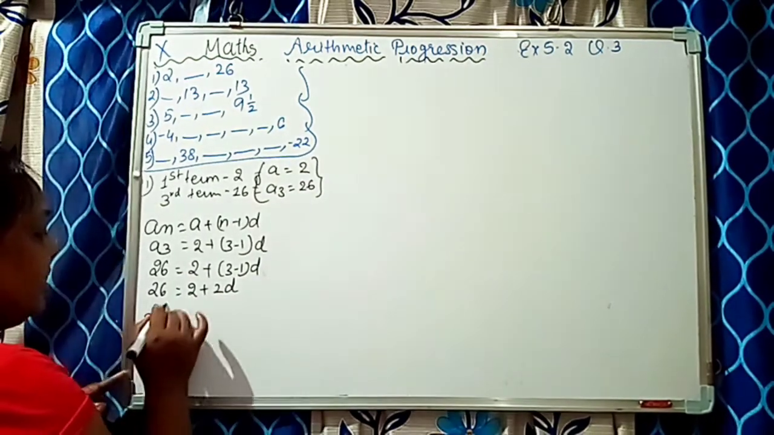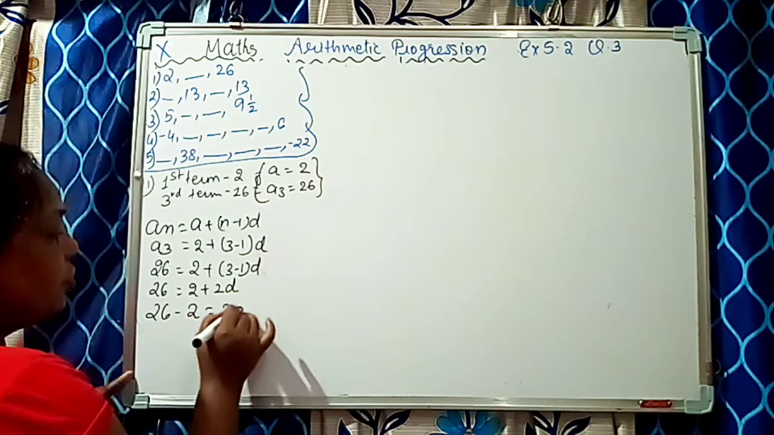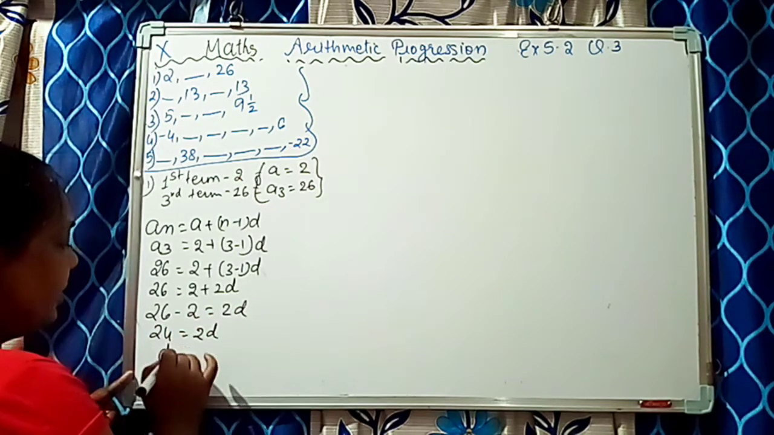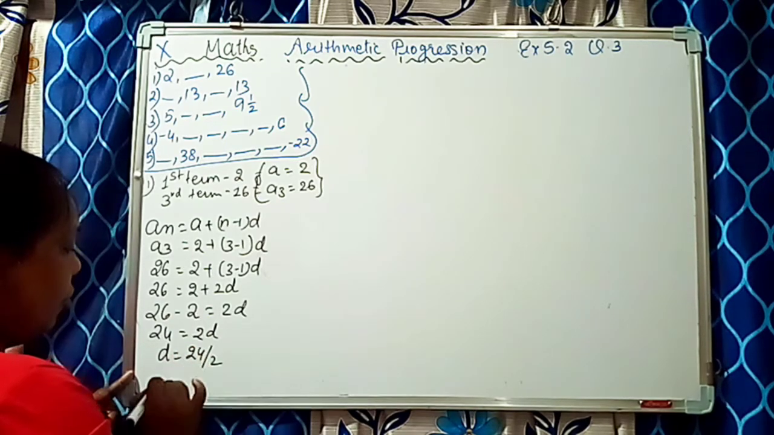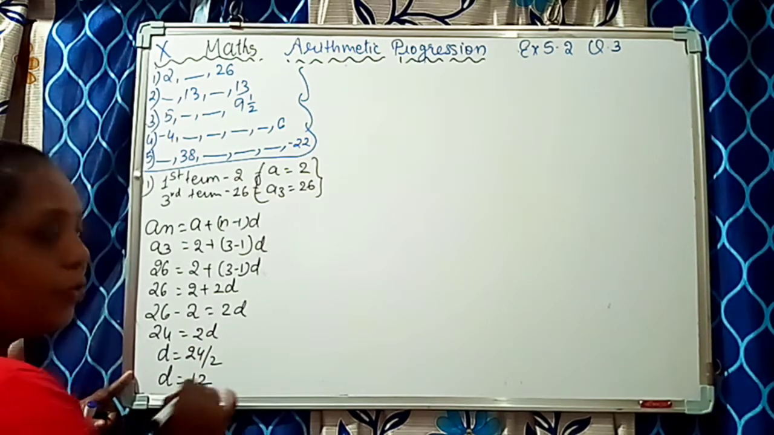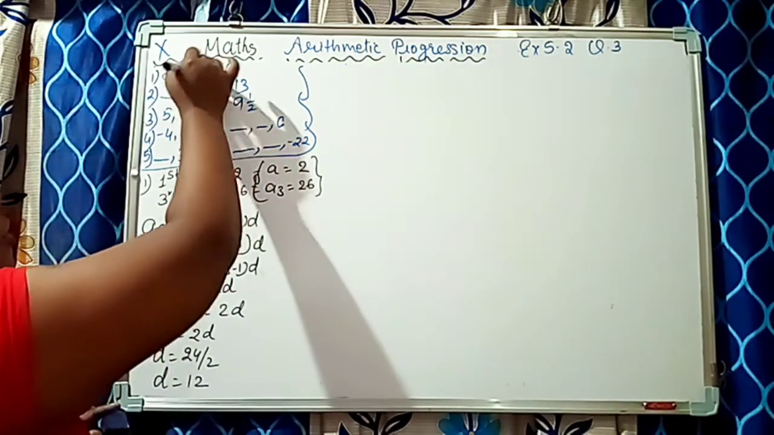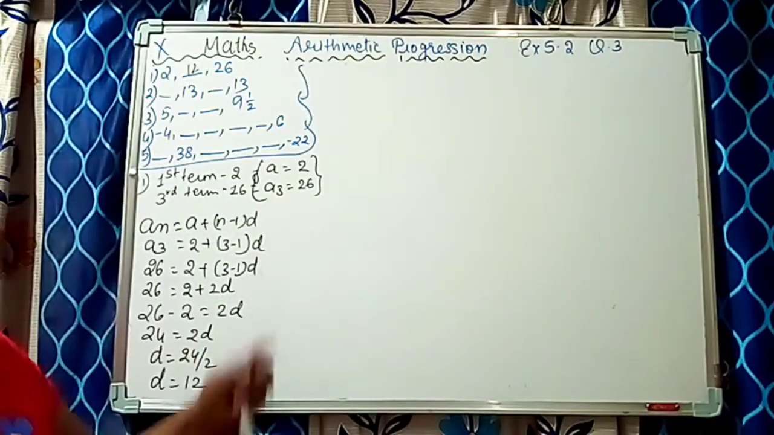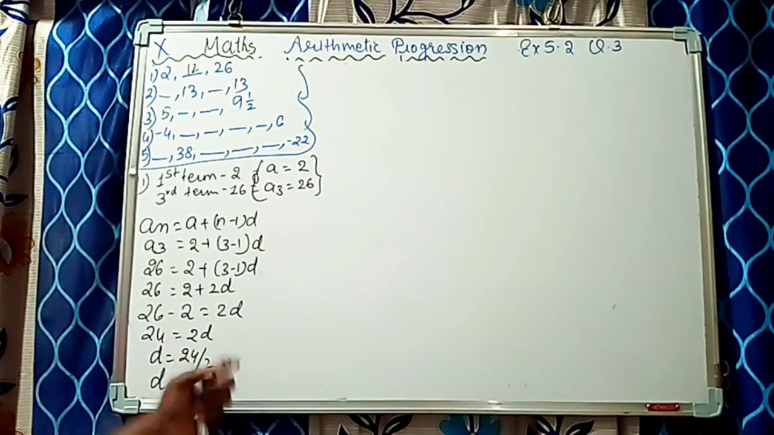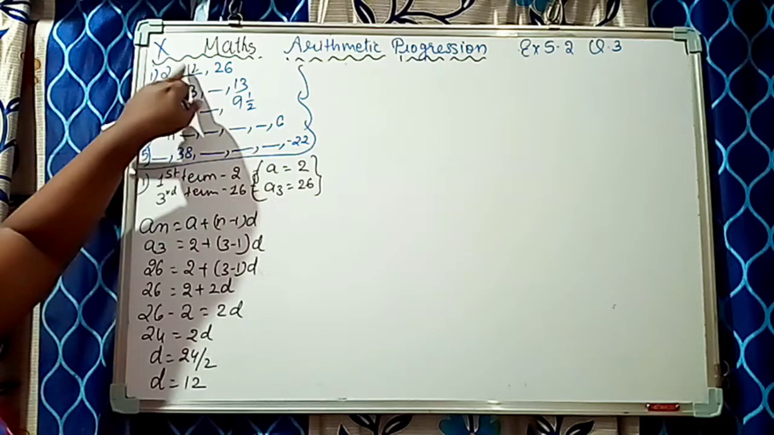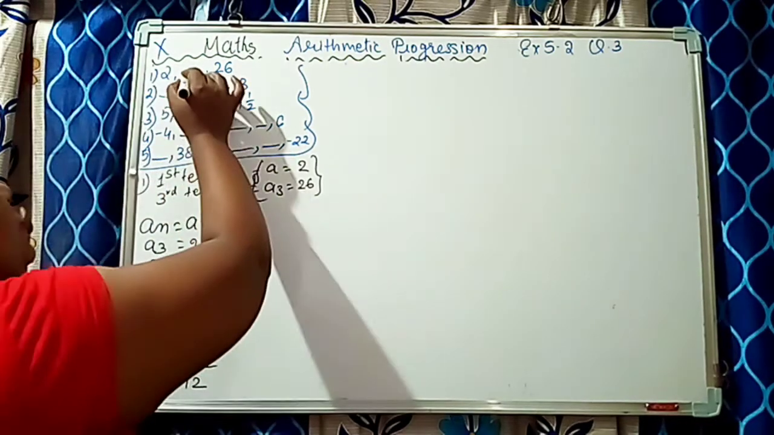So 26 minus 2 we will do, that is 2d. 24 is equal to 2d. d is equal to 24 upon 2. So d is equal to 12. So what is the term given here? 2, 12, 26? Okay, we got it. But we have to see the difference. Here the difference is 12.